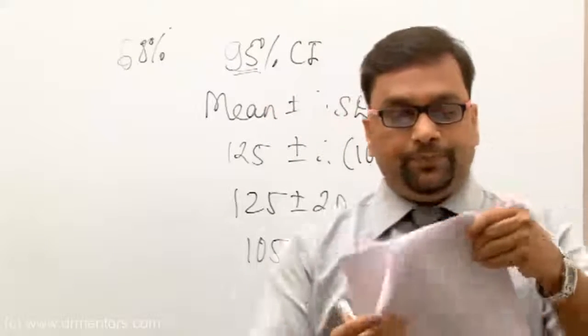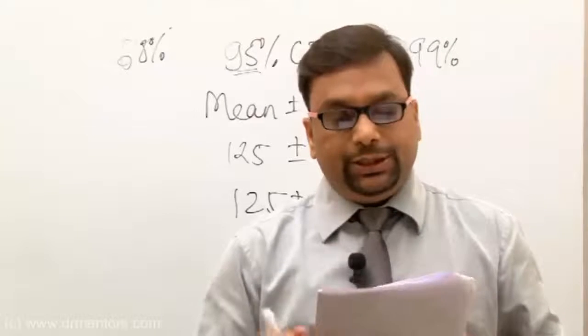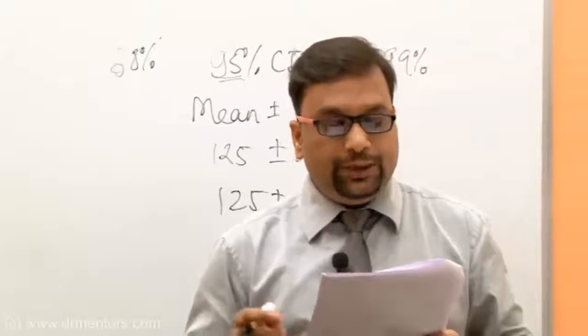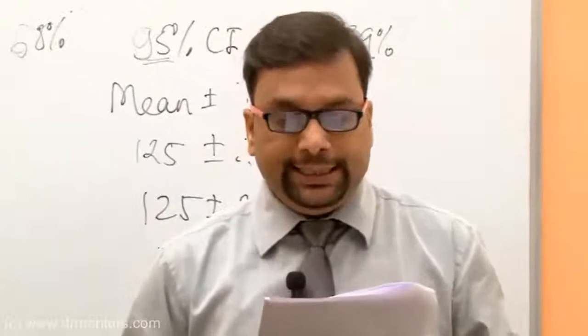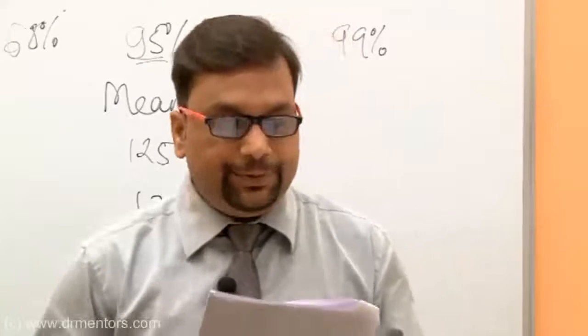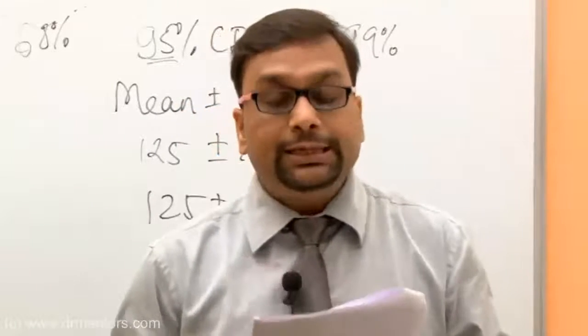Next MCQ. The systolic blood pressure was measured in a sample population. Mean systolic blood pressure was found to be 125 millimeters of mercury and standard deviation of 10 millimeters of mercury. The 95% of patients will have their blood pressure above.